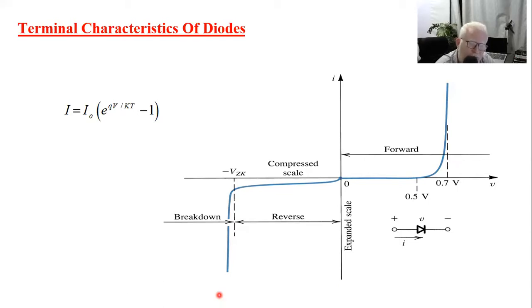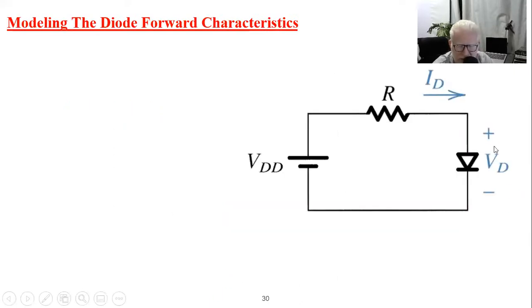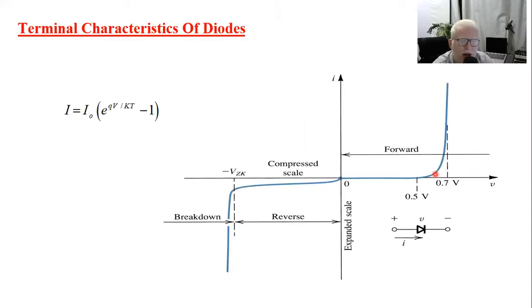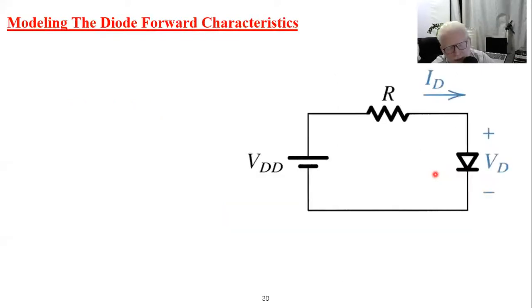Now, how can we use these characteristics in order to solve our circuits? Let's see. For example, we have a circuit like this: a DC source called VDD, a resistance, and a diode. And we need to solve this circuit using the typical IV curve, not an approximated one. If we use an ideal diode here, it will be very easy because your diode is forward. So you just replace this diode with a short circuit, and the current flowing here is VDD over R, and that's all.